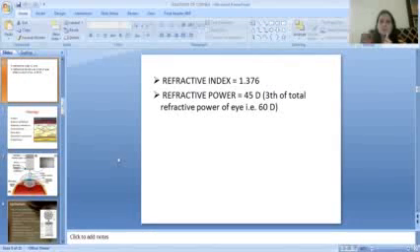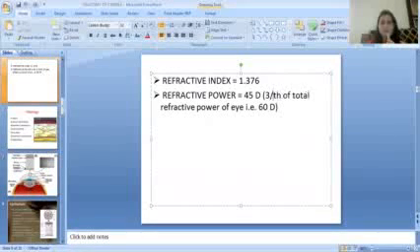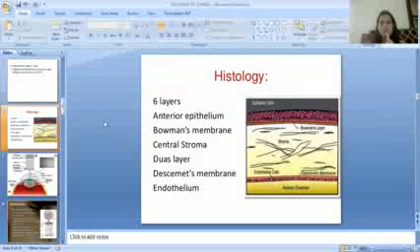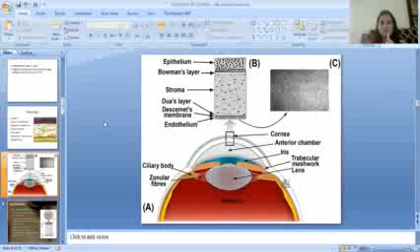Which is the one third of the total refractive power of the eye. It is a 3/4 of the total refractive power of eye. That is, the total refractive power of eye is 60 diopter, and that of cornea is 45 diopter. Then the histology, there are 6 layers: anterior epithelium, Bowman's membrane, central stroma, Dua's layer, Descemet's membrane, endothelium. You can see in this image the epithelium, Bowman's layer, stroma, Dua's layer, Descemet's layer, and endothelium.